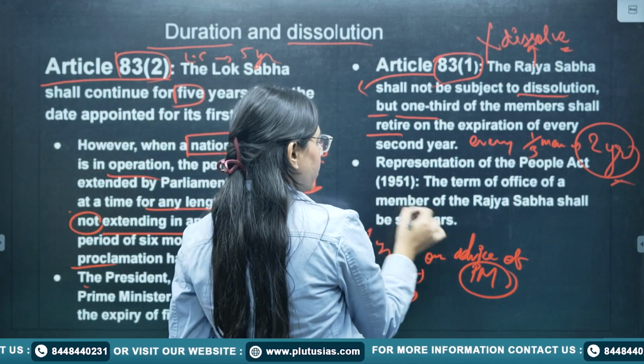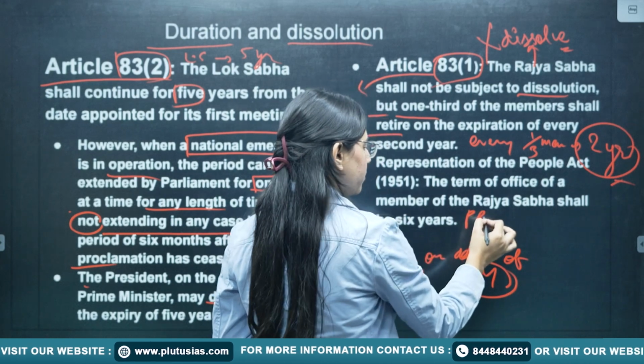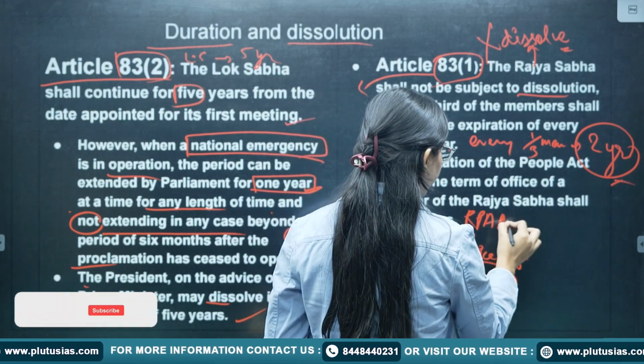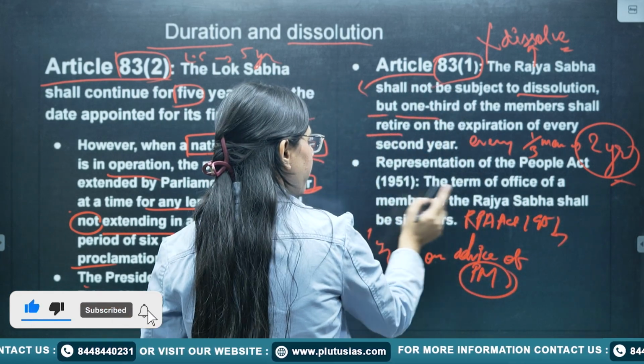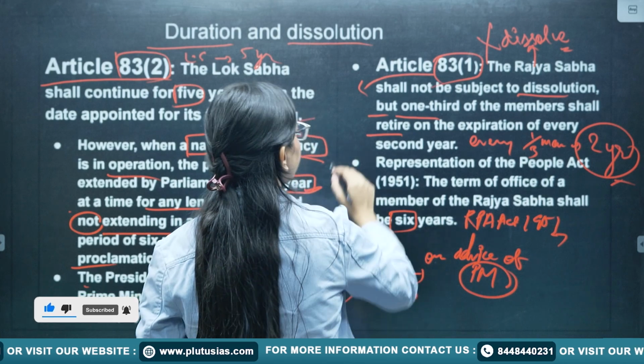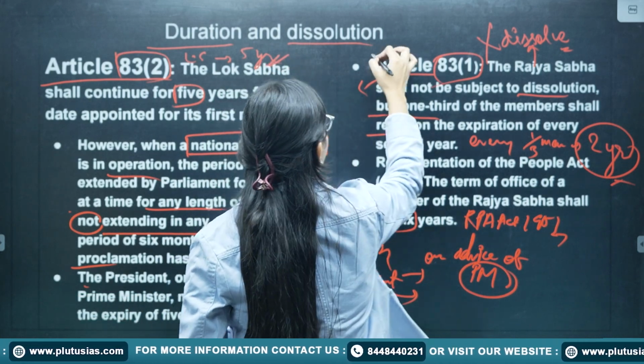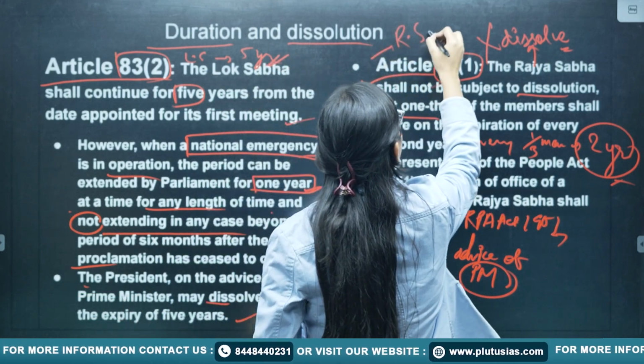Here we can say from the RPA Act 1951, the term of the office of a member of Rajya Sabha shall be 6 years. Here we see Lok Sabha has 5 years, Rajya Sabha has 6 years.